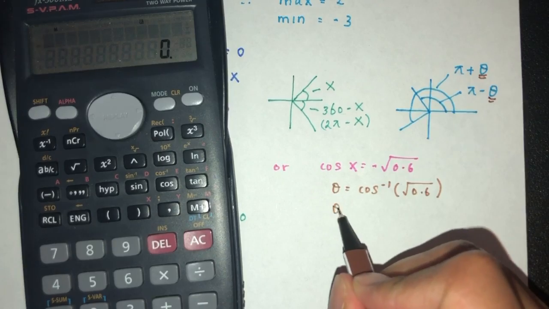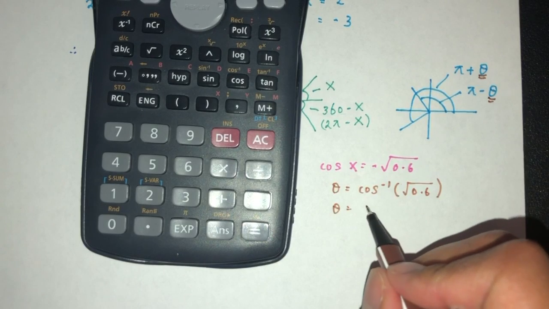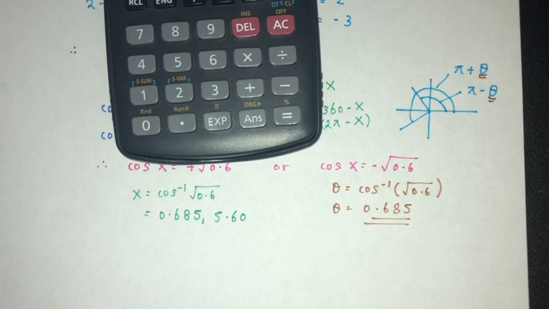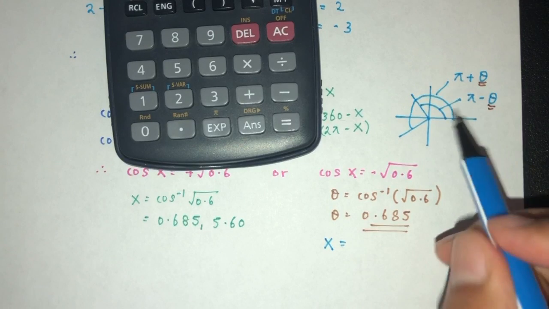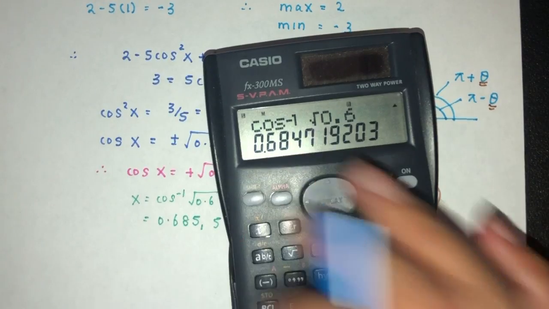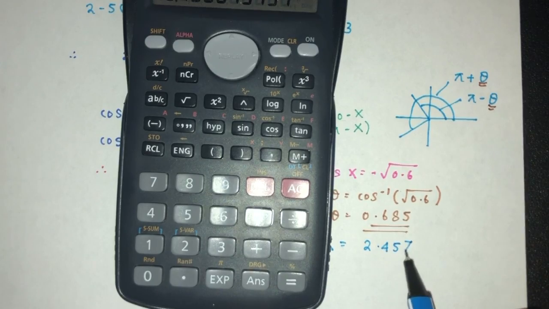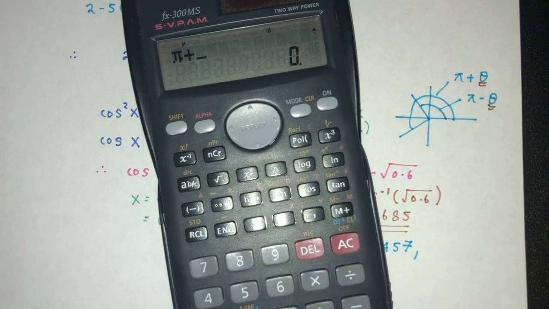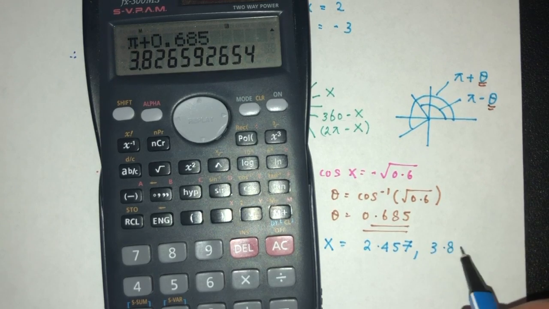Now theta, that should be cos inverse of root of 0.6, that should be the same thing again, 0.685. This is your value of theta. Now, according to the quadrants, as you can see, we have to find the value of x. First, we look at this one, that will be pi minus theta. So pi minus theta, that should be 2.457. And then here we have pi plus theta. So pi plus 0.685. That should be 3.827.